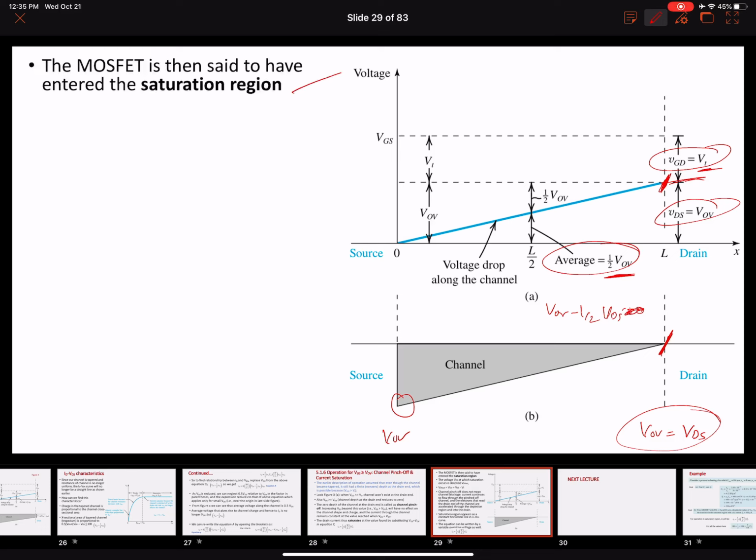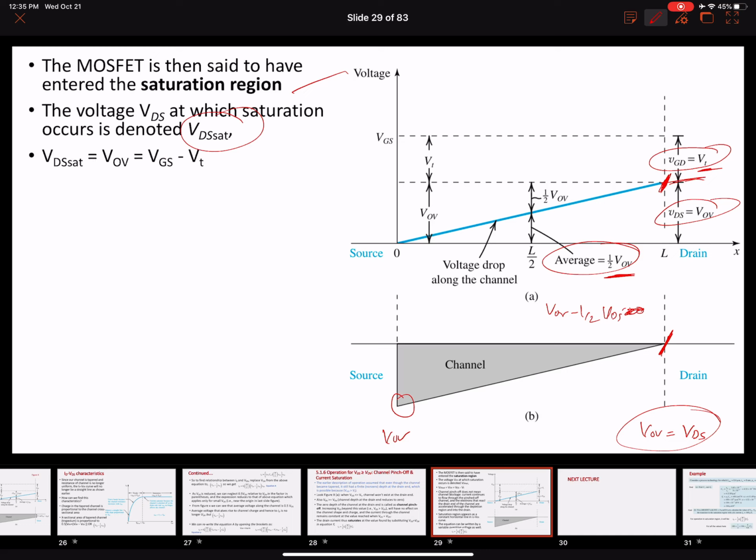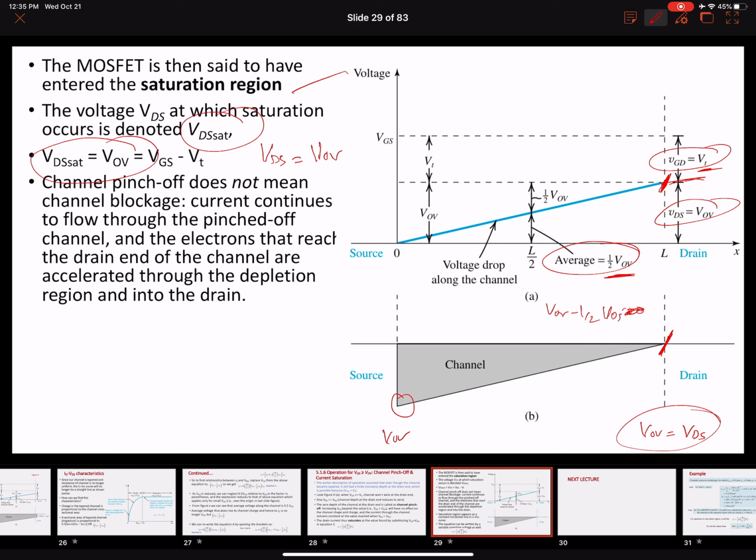Okay, so this is the saturation region. The voltage VDS at the saturation region is also denoted as VDS sat. You're going to see this term appearing in the subsequent lectures and in the homework problems as well, right? And we know that at the saturation, our VDS is equal to VOV.